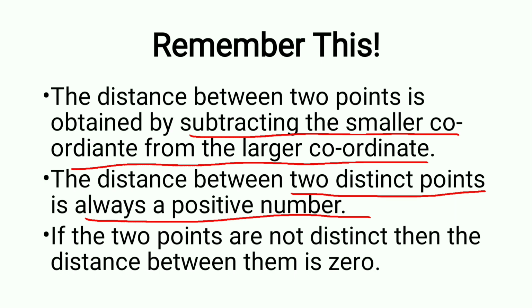See the third point: if two points are not distinct, then the distance between them is 0. This means if two points are not different, that means the 2 points have the same coordinate, then the distance between them is 0. So here we end this video.